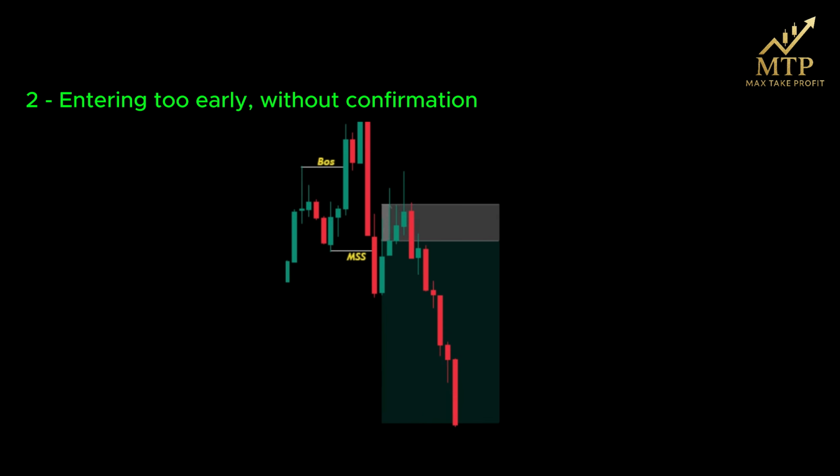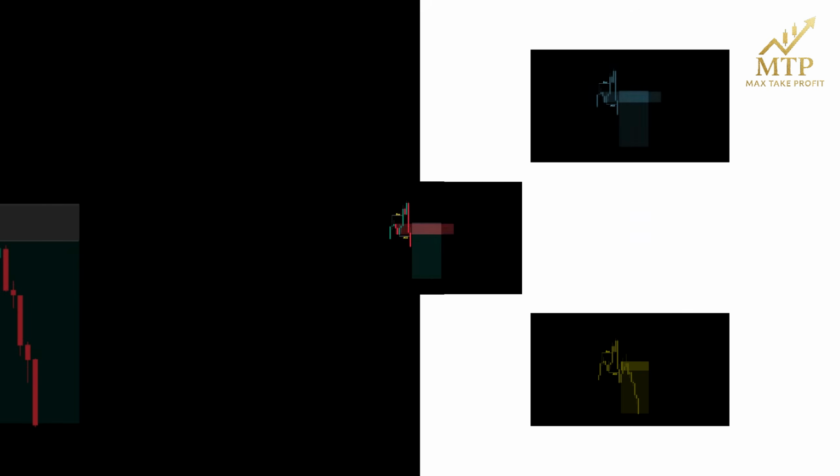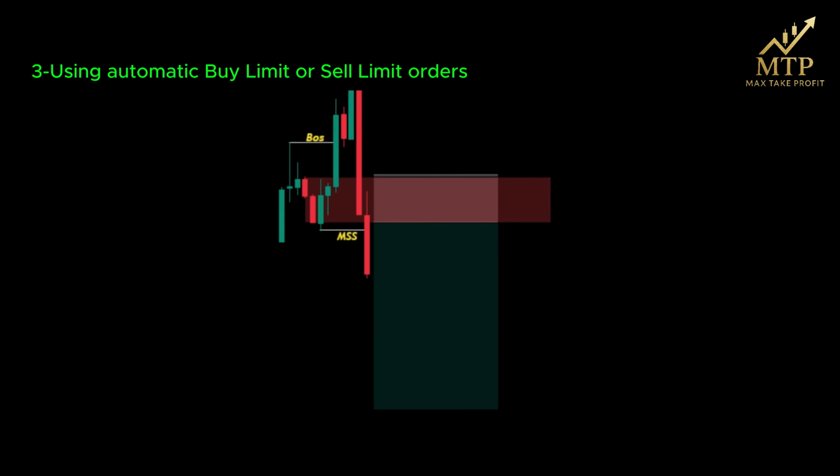2. Entering too early without confirmation. Don't rush in on the first candle you see. Always wait for a clear confirmation signal, like an engulfing candle or a minor structure shift. 3. Using automatic buy limit or sell limit orders. The market can still grab liquidity before moving in your direction. Prefer a manual entry after confirmation.